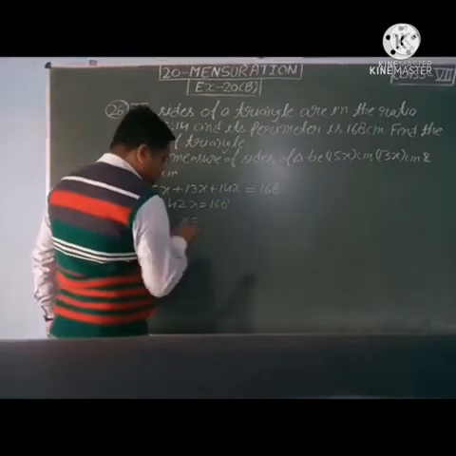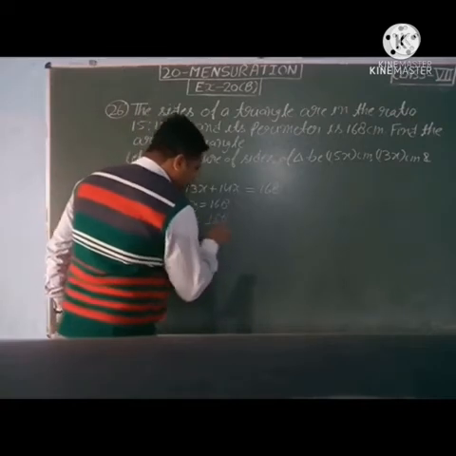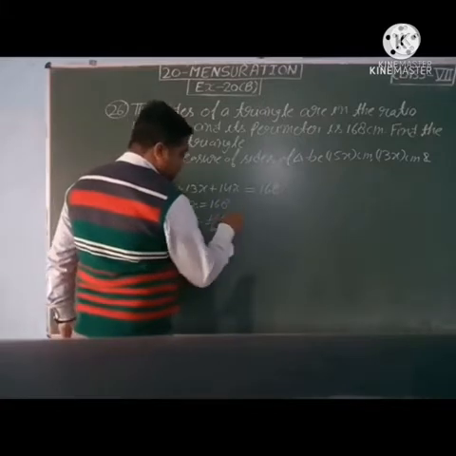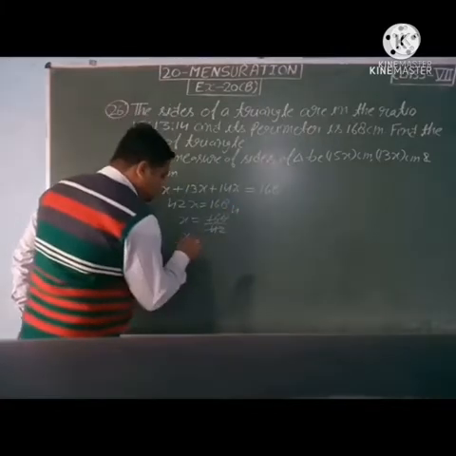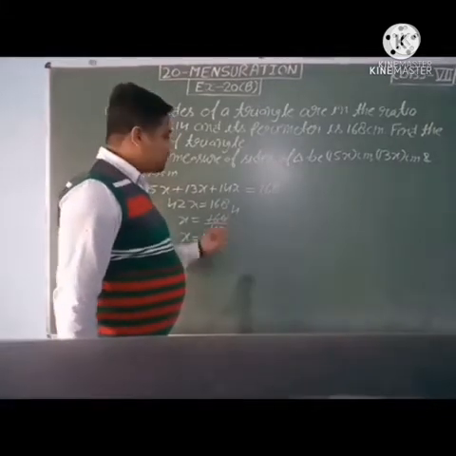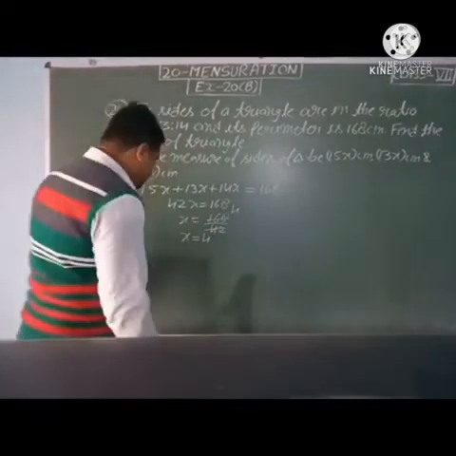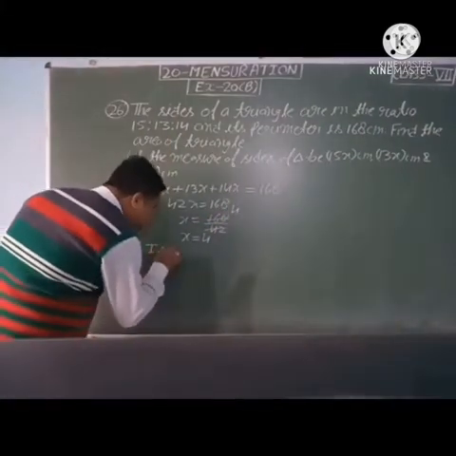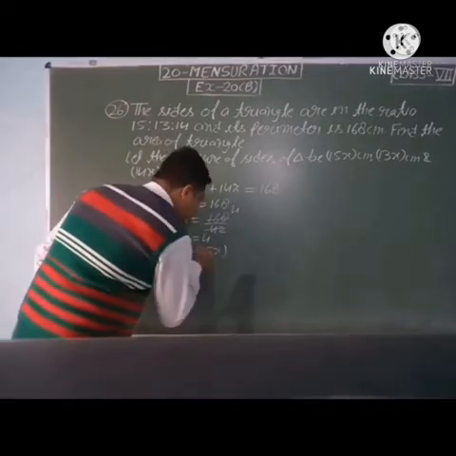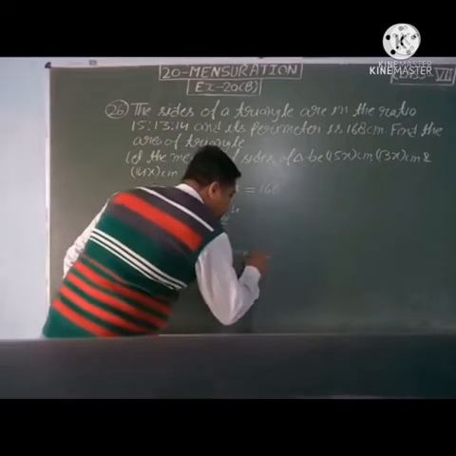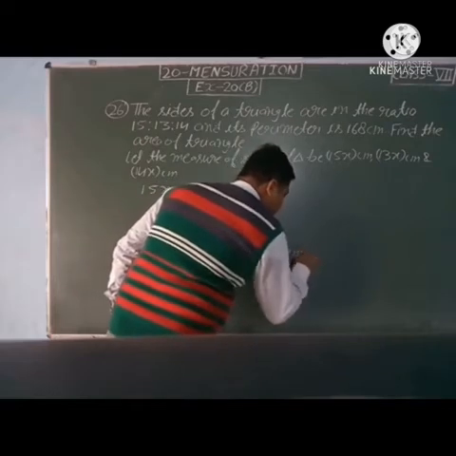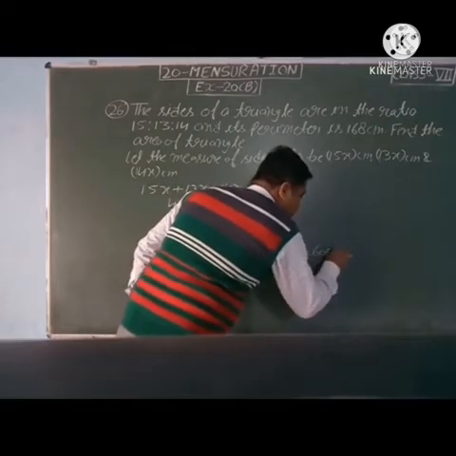x is equal to 168 upon 42. So 42 fours are 168. So x is equal to 4. The value of x is coming 4. Now we can find the sides. So the first side is equal to 15x centimeter, which is 15 multiply 4 centimeter, equal to 60 centimeter.